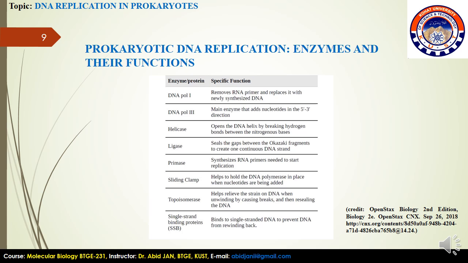The table summarizes the enzymes involved in prokaryotic DNA replication and the function of each. DNA polymerase 1 removes RNA primers and replaces it with DNA nucleotides. DNA polymerase 3, being the main replicating enzyme, adds nucleotide in the 5' to 3' direction.